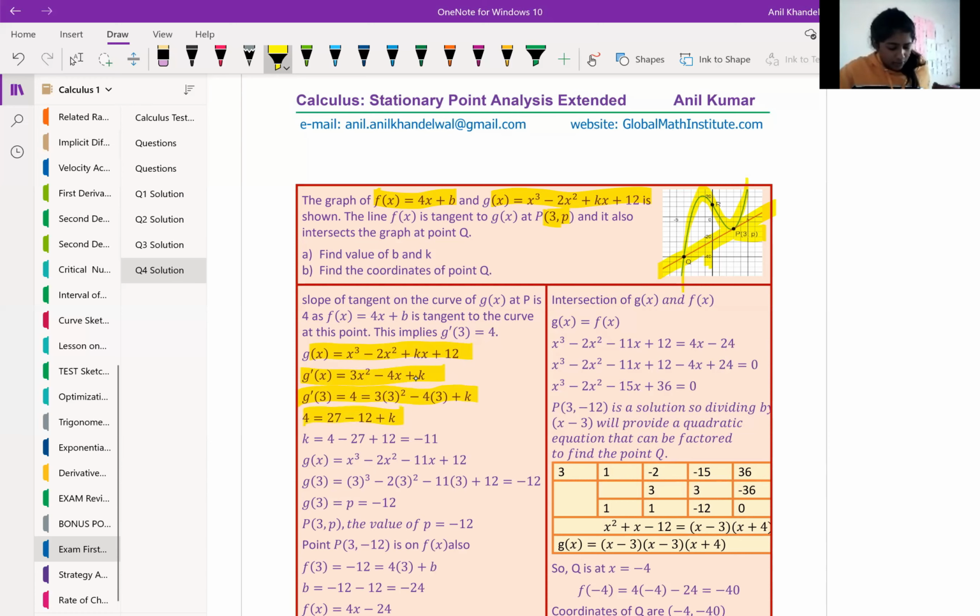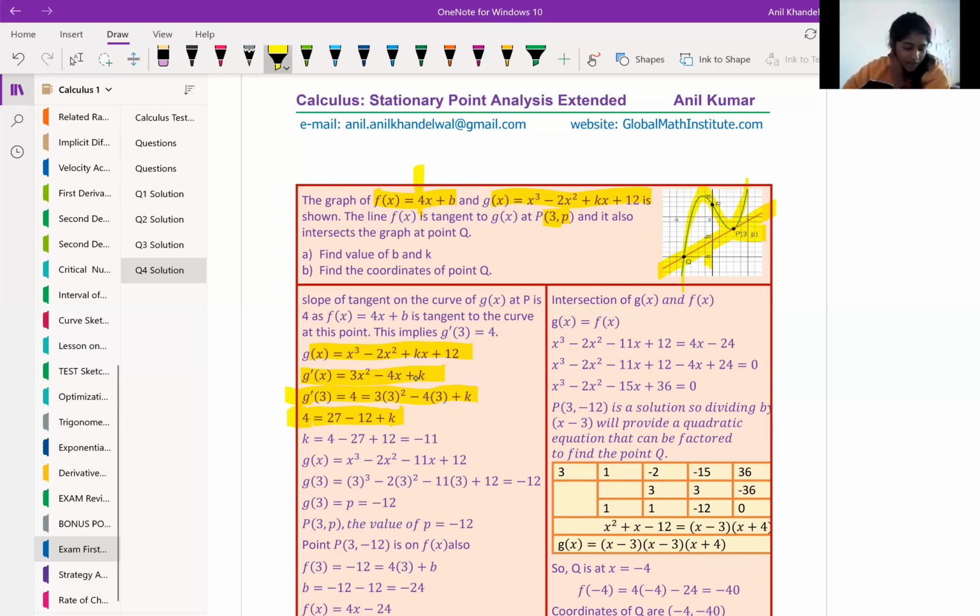Perfect. How did you get 4? Oh, wait, I said g dash 3 has to equal 4, because 4 was the gradient of the line. Correct. At that point, the gradient is the same. It's given f of x is 4x plus b, and this 4 is the gradient, and g prime 3 is the gradient. Therefore, we equate this 4 to the expression, and we can find k. That's a very tricky part. You got it right. That's great.